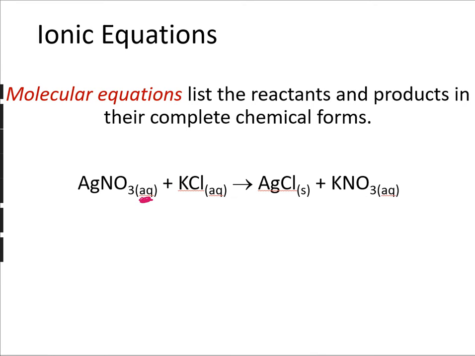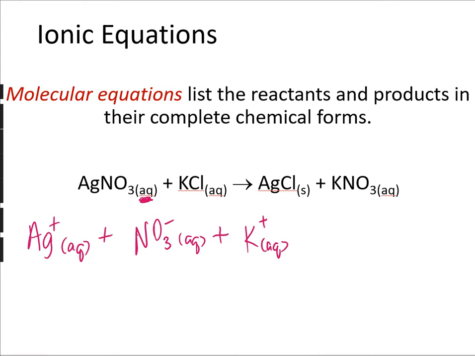So even though we have AgNO3 aqueous shown, what really happens when these substances and solutions are combined is that we end up with aqueous silver cation, so that ionic form. We also end up with aqueous nitrate, which is our polyatomic ion. We also end up with aqueous potassium ion, and we end up with aqueous chloride ion.